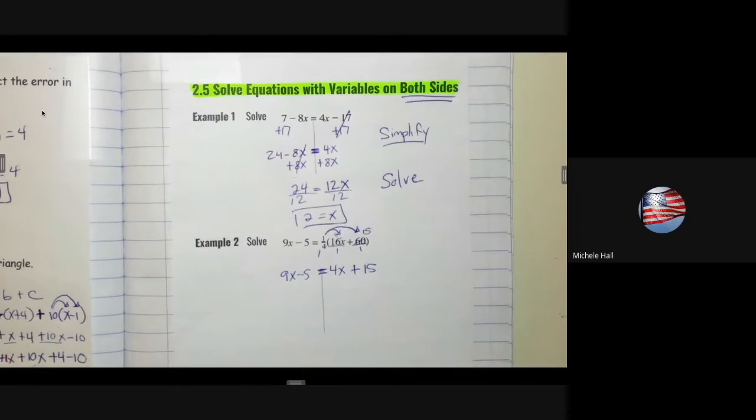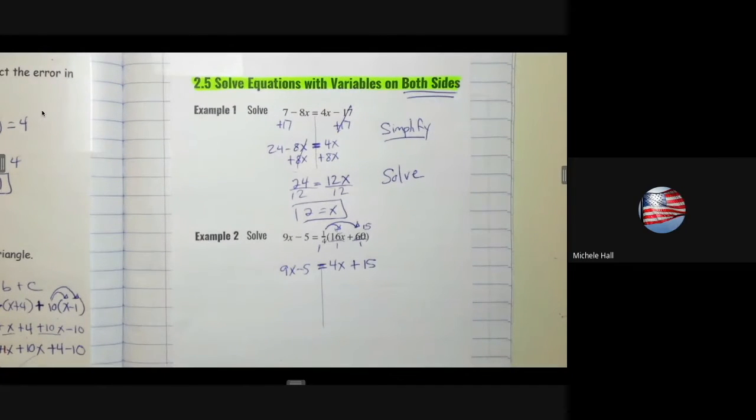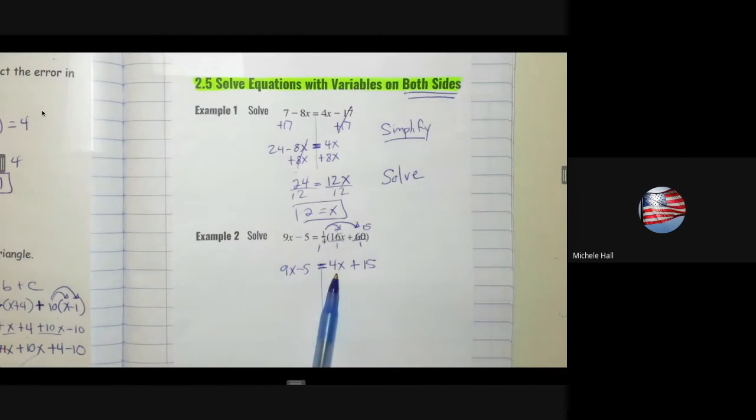I need to combine my x's on the same side of the equation. Is there a way that you should be moving them? Is there one that's better than the other? I always look at my x's first. If I was to bring my 9x over to the 4x, that would be minus 9x, and that would give me negative 5x. I try to avoid having negative x's. I can still work with them. It's not that you can't work with them. It's just I would like to make my life a little easier.